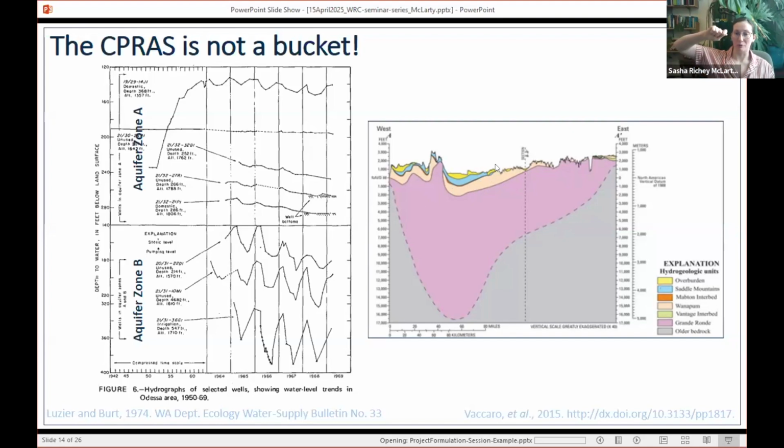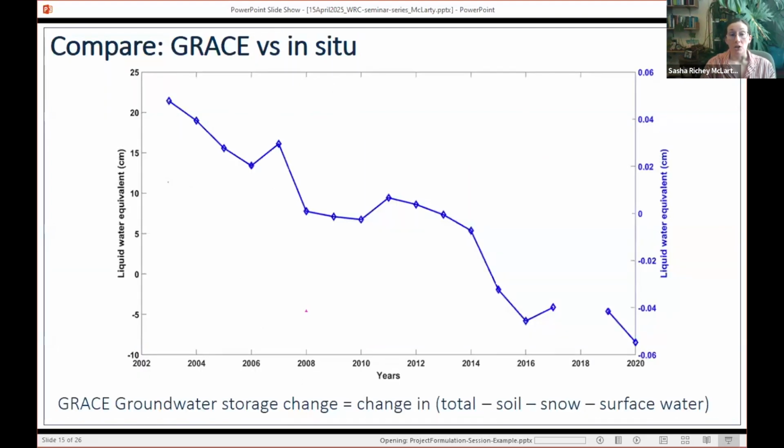So with my professor academic hat on, I was curious if the GRACE storage changes are able to detect any of the well-known groundwater declines that have been observed over decades in some instances in these deeper basalts. So let's look at that.